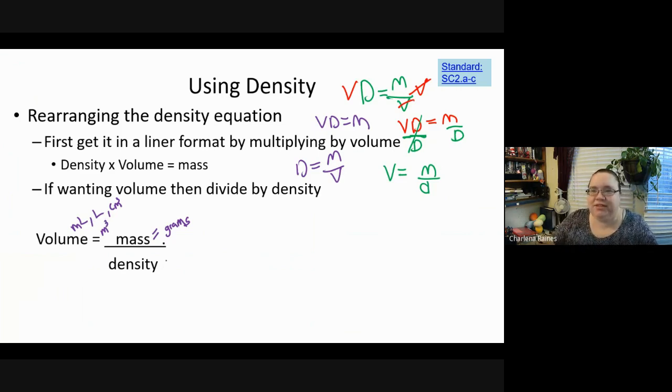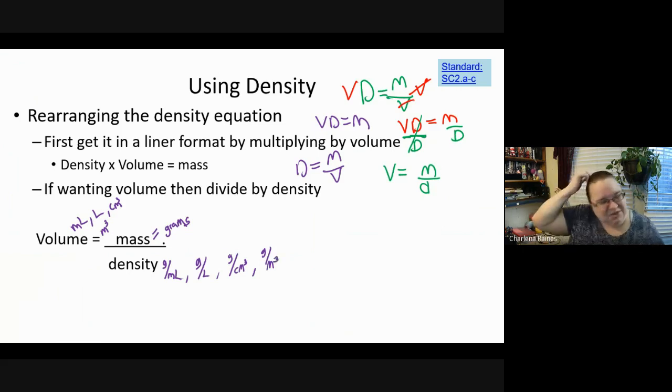And what that leaves us with is our density unit being a fraction. So if you're seeing a fraction for a unit, that lets you know that it is definitely density, but density is always measured in grams per milliliter, grams per liter, grams per centimeter cubed, and grams per meter cubed. Again, could see kilograms, not likely. Could see milligrams, again, not likely.